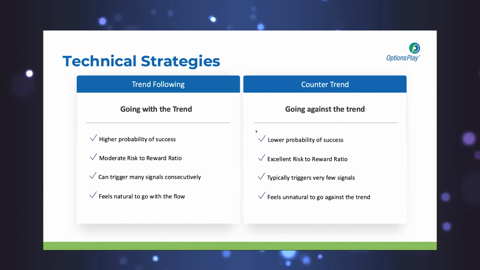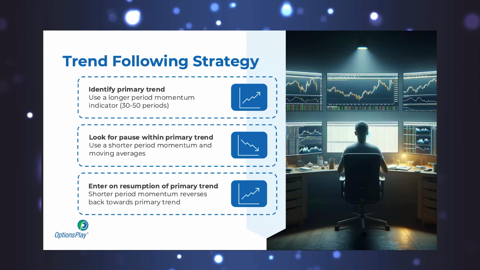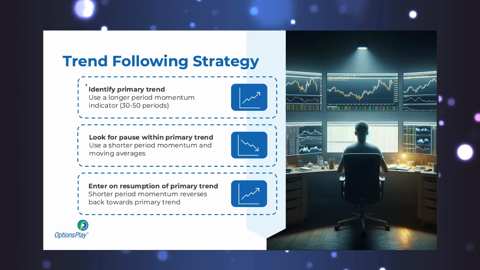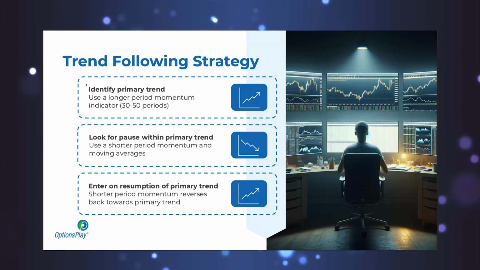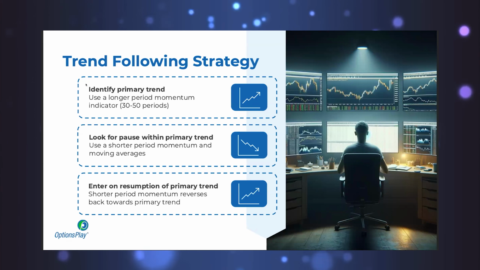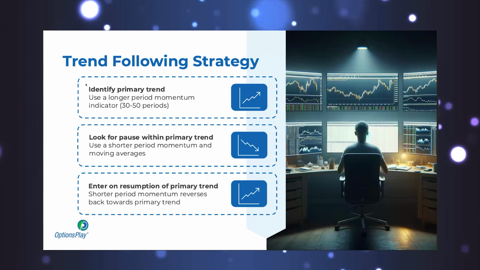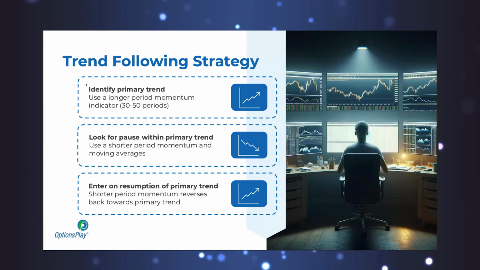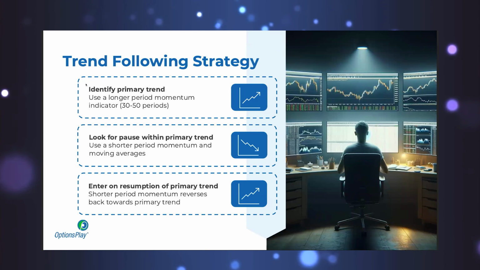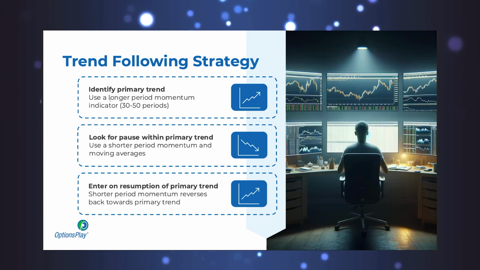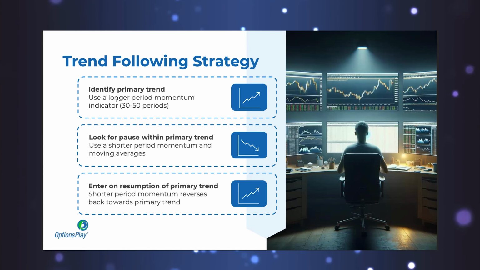If we look at the difference between the two strategies, if we talk about trend following strategies first, just to give you an idea of how we break this down, what we're trying to identify first is a primary trend. We're using a longer period momentum, typically, to identify that longer term trend. We're usually looking at technical indicators such as a momentum indicator, where we're looking at maybe 30 to 50 periods out. So we're taking at least 1 to 2 months worth of price action to determine whether a stock is trending higher or lower.